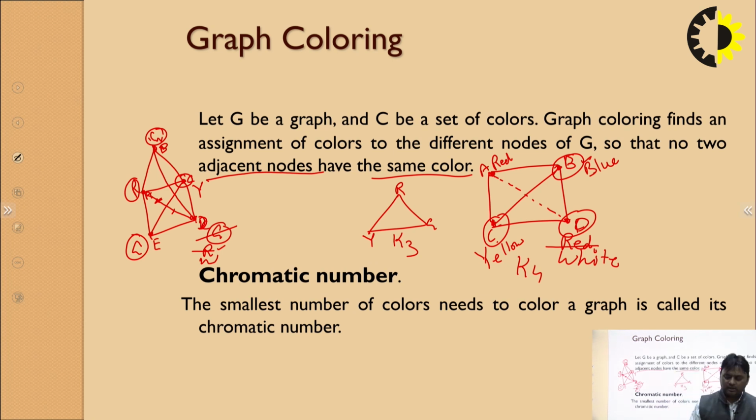The minimum number of colors needed to color any graph is known as the chromatic number of the graph. Here we can say that the smallest number of colors needed to color a graph is called its chromatic number. Then the chromatic number of this graph is 3 and the chromatic number of this graph is 4.